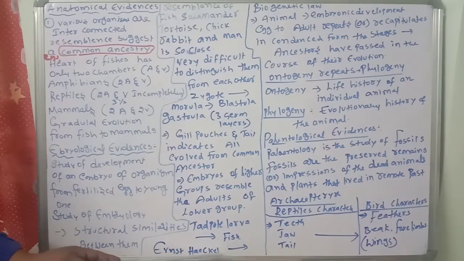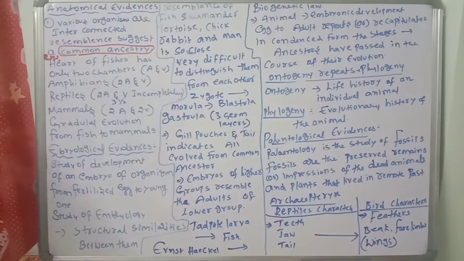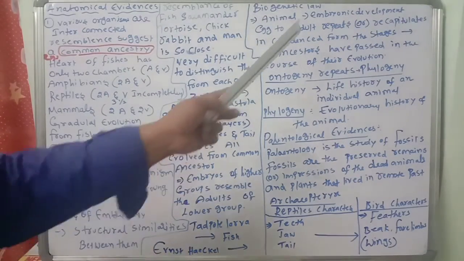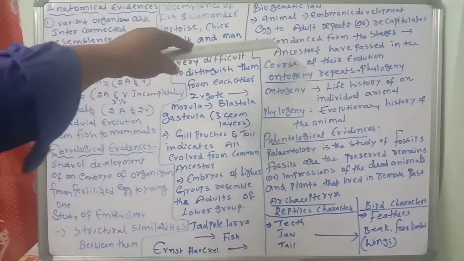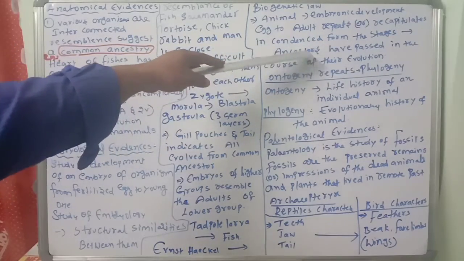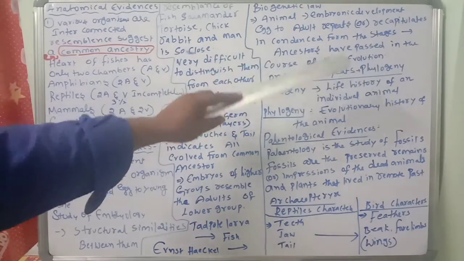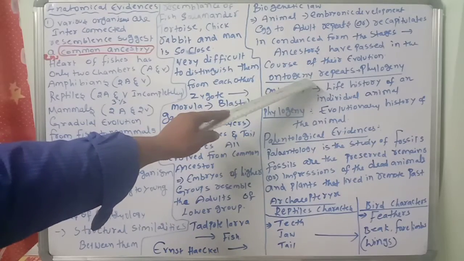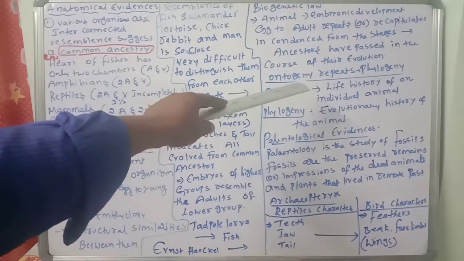This is called one theory. Ernest Haeckel proposed a theory called the biogenetic law. Animal embryonic development, from egg to adult, repeats and recapitulates in condensed form the stages their ancestors have passed through in the course of their evolution. So simply you can say ontogeny. What do you call ontogeny?